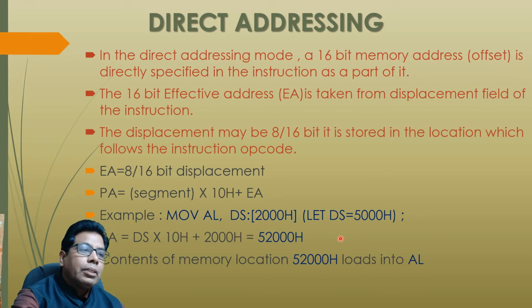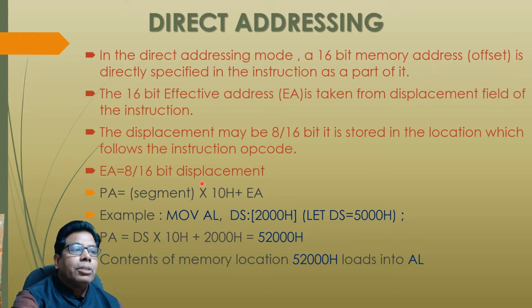It is stored in the location which follows the instruction opcode. So whenever we are giving this type of addressing, the opcode will be followed by the displacement. The displacement will be followed by this after opcode. So the effective address is 8 or 16 bit displacement, and the physical address, PA means physical address, that will be segment multiplied by 10H plus the effective address. So already we have taken certain examples on this in the previous video. Those who have not watched my previous video, they can watch the details in the physical address and memory segmentation.